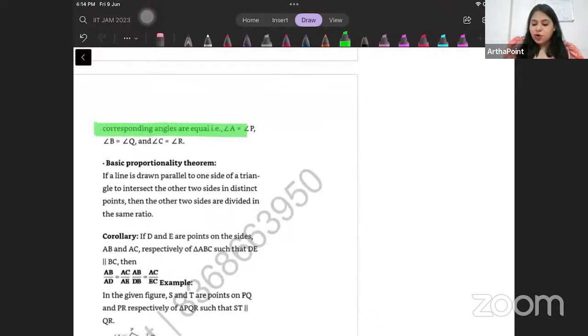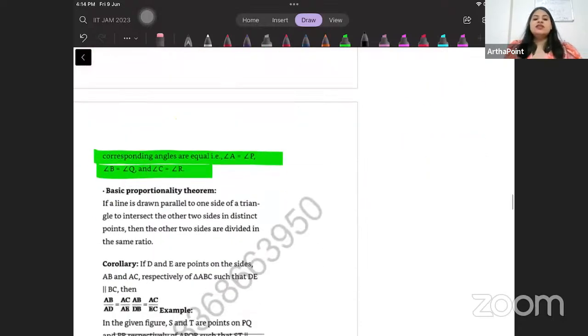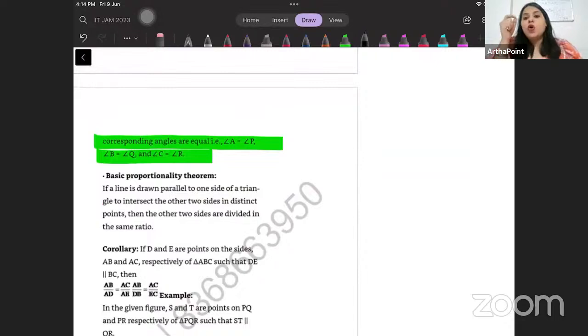And the corresponding angles should also be equal. So angle A should be equal to angle P, angle B should be equal to angle Q, and angle C should be equal to angle R. This is the property of congruent triangles. Remember this, this is the property of congruent triangles.